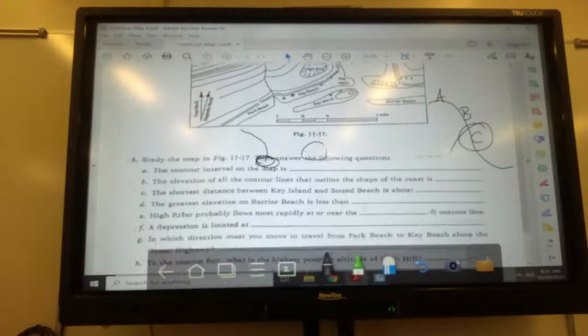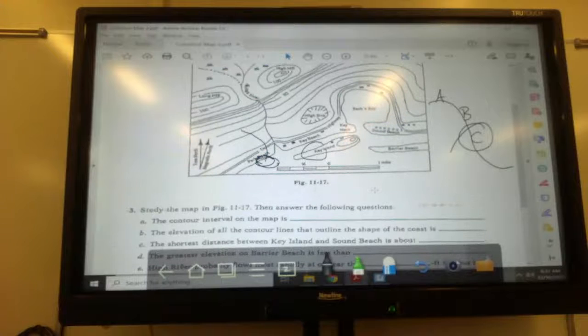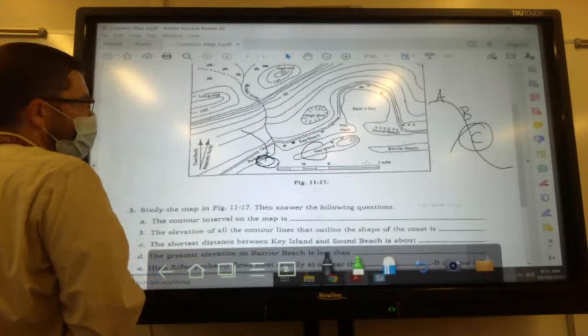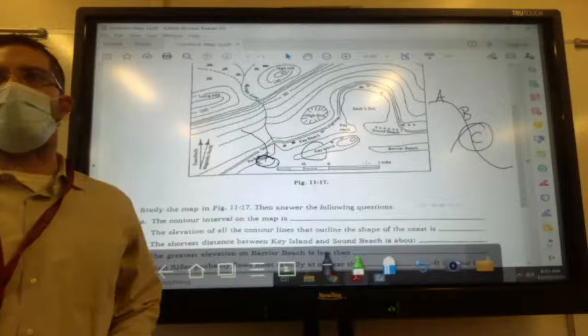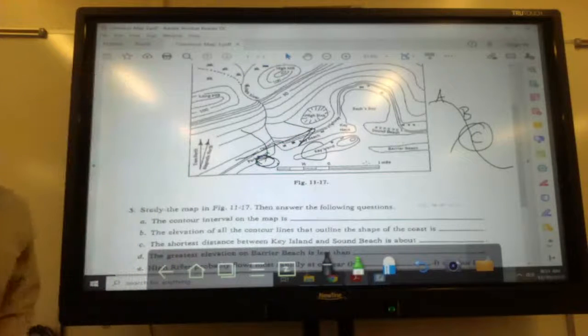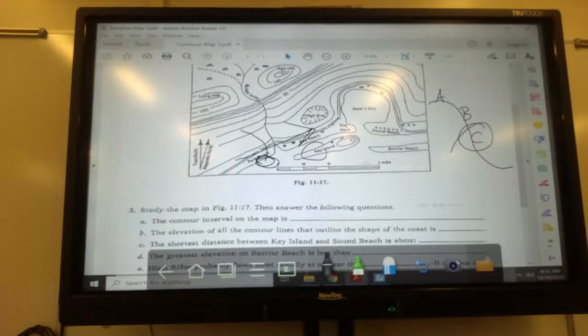All right, next question. In which direction must you move to travel from Park Beach to Key Beach along Ocean Highway? All right, so there's Park Beach, there's Key Beach. Which direction must I go in order to go from Park Beach to Key Beach? Which direction is this? Did you say right? No, direction, cardinal direction wise. Northeast, southwest, what?